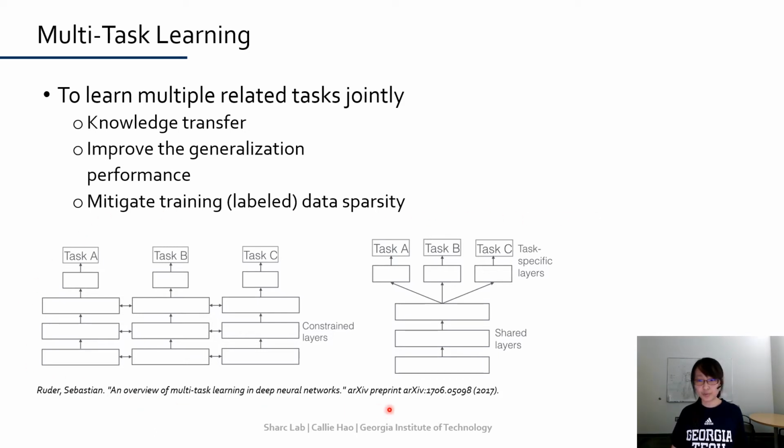This figure shows two typical multitask architectures. One is called soft sharing, where they're not actually sharing the parameters, but are linked by adding some constraints. And in this one, all the tasks are actually sharing some layers and maybe feature maps.